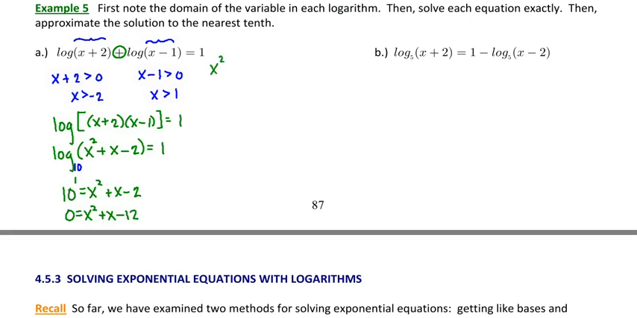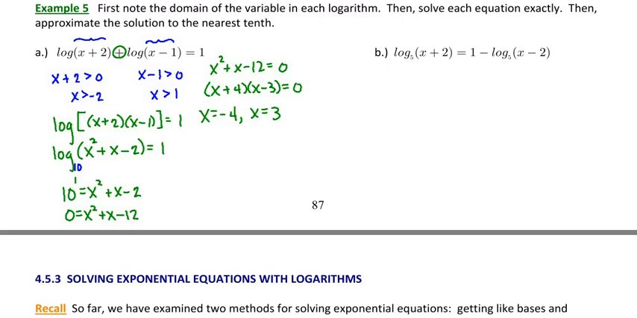So x squared plus x minus 12 equals 0 factors as (x plus 4) times (x minus 3) equals 0. So we have two apparent solutions, negative 4 and positive 3. However, let's look at negative 4.